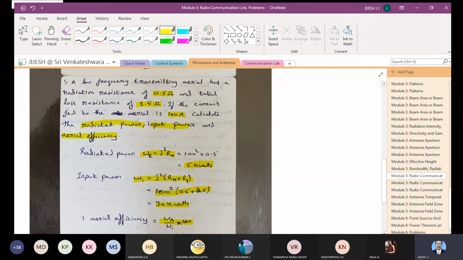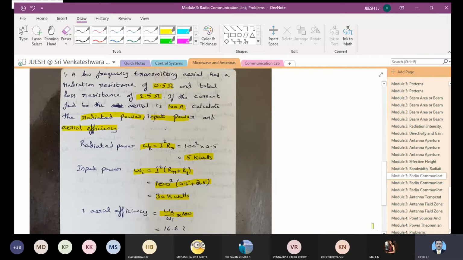How much are you getting? It can be done by mental calculation itself. So how much are you getting? WR is 5 and WI is 30. So what is the answer? You get 16.6. All of you got it?